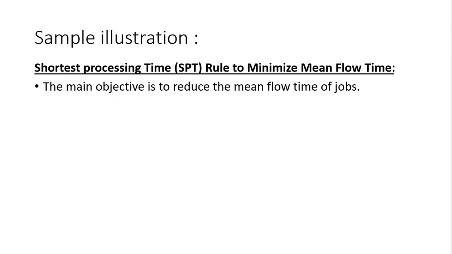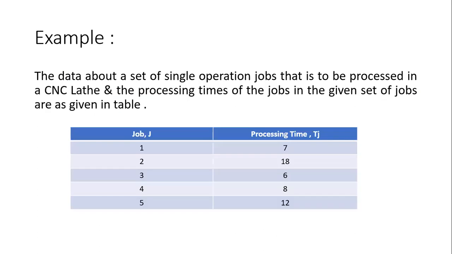See here, the main objective of the SPT rule is to control the mean flow time of the job. How can we control it? So let us have a simple numerical example. The data about a given set of single operation jobs that have to be processed on a CNC lathe, and the process timing of the jobs, are given in the following table.